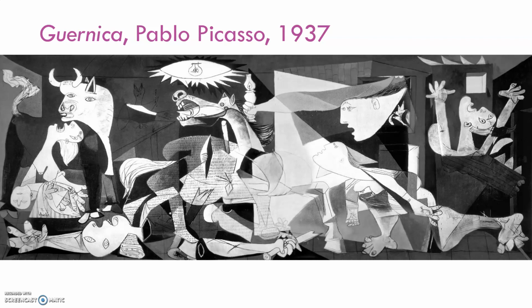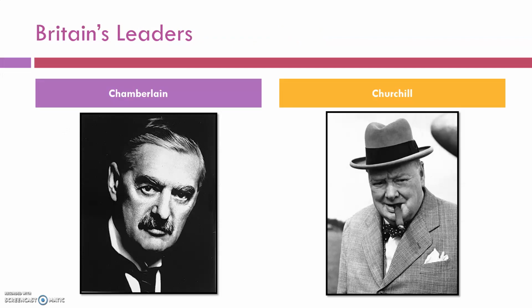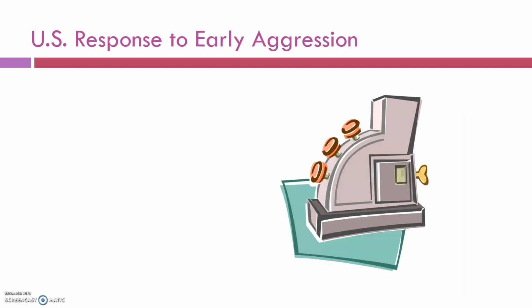Again, a new type of war in which you don't know who you're fighting. You don't know who's attacking you until a bomb drops on you or you're shot by a machine gun. And I thought that Picasso did a really excellent job of capturing that sentiment in this painting here. So again, here we see Chamberlain, Churchill. Chamberlain would be prime minister until 1940, when Churchill would take over once World War II has broken out.